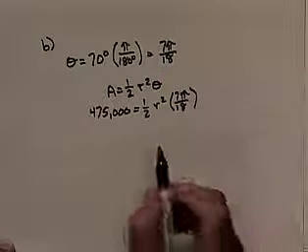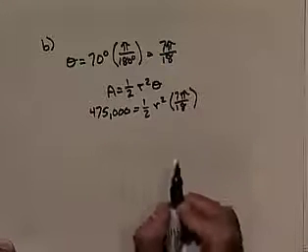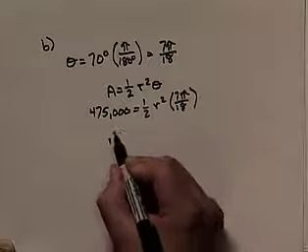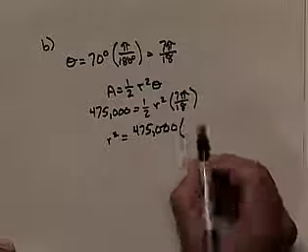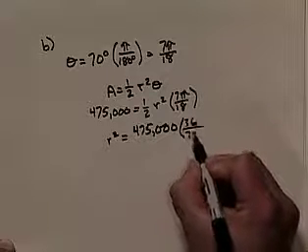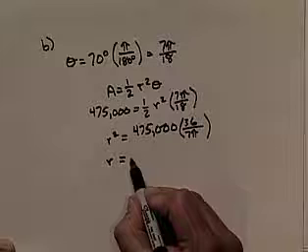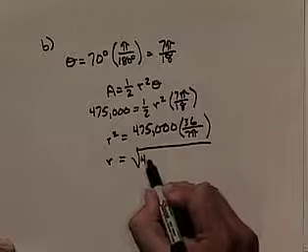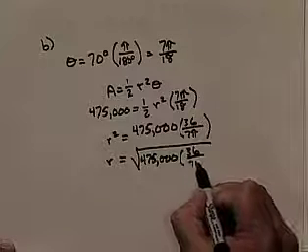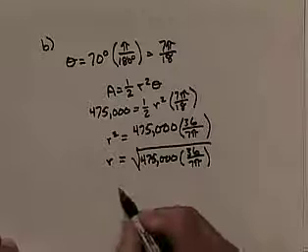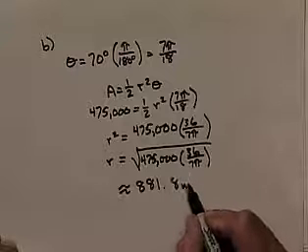So let's see, I need to multiply both sides of this equation by 36 divided by 7 pi. So r squared is equal to 475,000 times 36 divided by 7 pi. And now I need to take the square root. So we have r equals the square root of 475,000 times 36 divided by 7 pi. And again, if we approximate this on our calculator, we get approximately 881.8 meters.